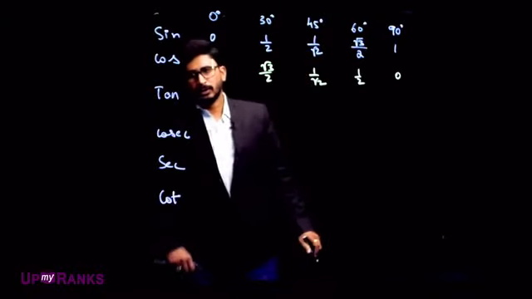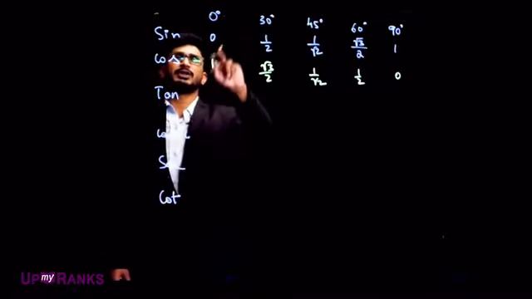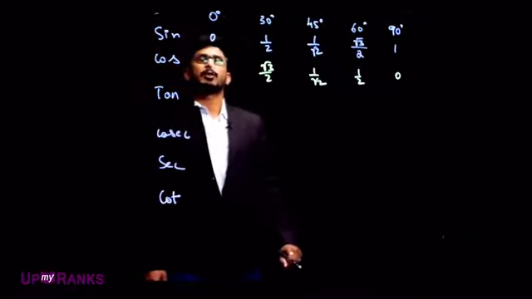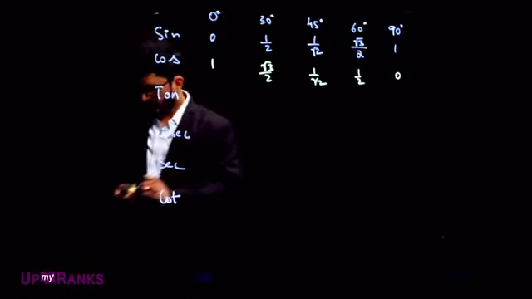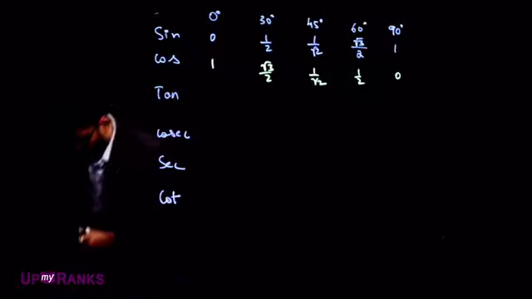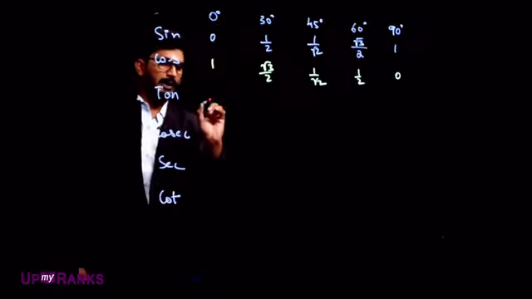So now you have already learned that tan is nothing but sine by cos. So what is 0 by 1? 0 divided by anything is 0. So we have it as 0 by 1, which is 0.